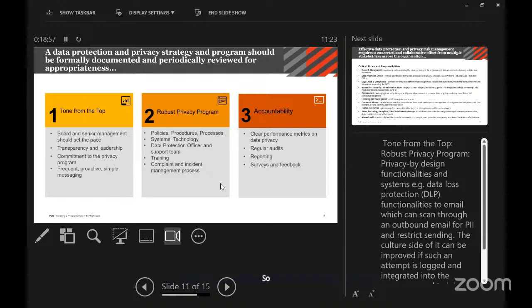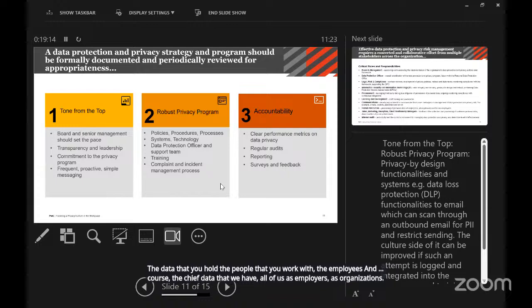So as we discuss the strategies, I am requesting that you think through the things that you do in your organization, the data that you hold, the people that you work with, the employees, and of course the chief data that we have, all of us as employers, as organizations, is the information that we hold for the employees that work with us.